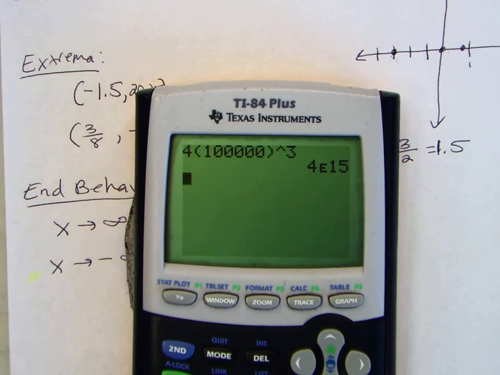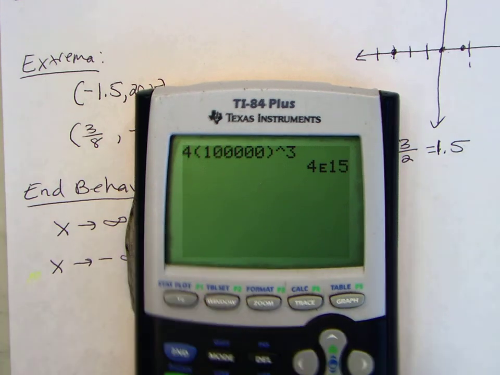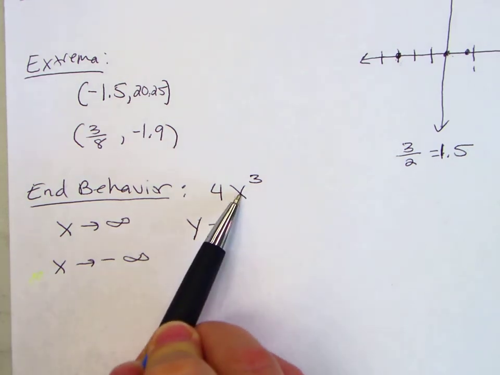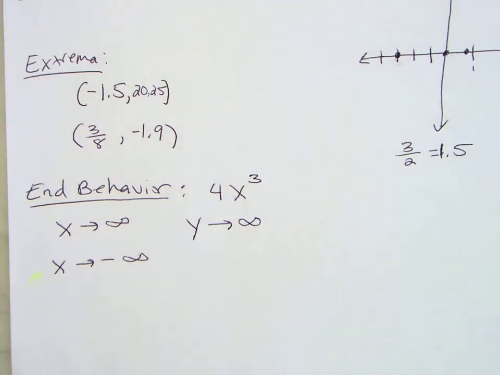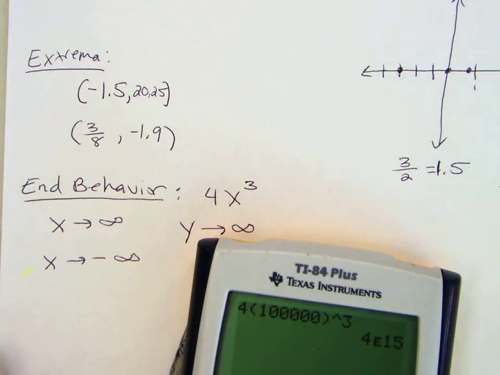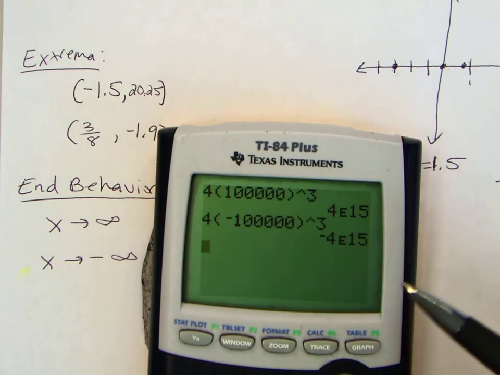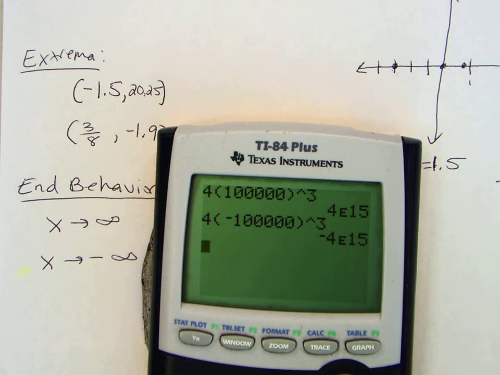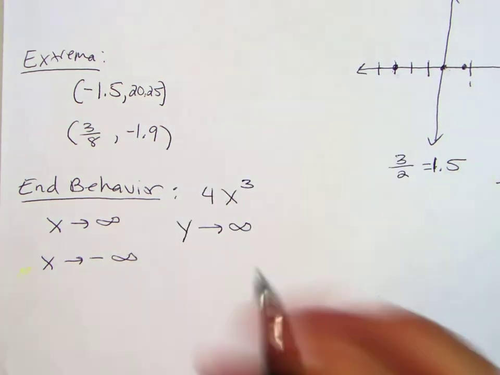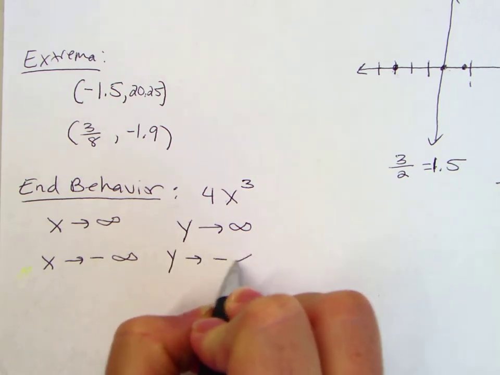Is my answer positive or negative? 4 times 10 to the 15th. That's a really big positive number. So when you plug a positive number into this, you get a positive number. So y is infinity. Now do the same thing, but with x going to negative infinity this time. I insert a negative. What happens this time? See how it's negative 4 this time? When I plug in a really big negative number, I get a really big negative number. So my y is going to negative infinity.